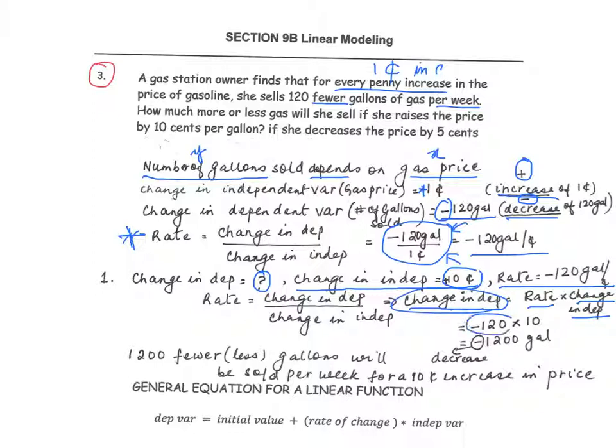Plug in the numbers, so negative 120 times 10 is negative 1200 gallons, since the change in the dependent variable, the units would be gallons because the dependent variable is the amount of gas sold. So how do we interpret this negative? Negative is a decrease. 1,200 fewer gallons. Fewer gallons will be sold per week for a 10-cent increase in gas price.